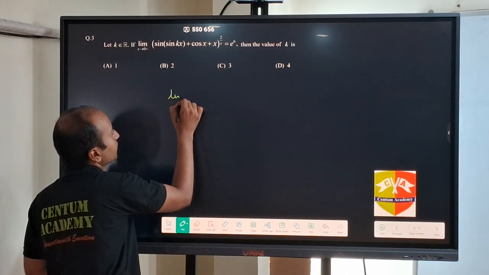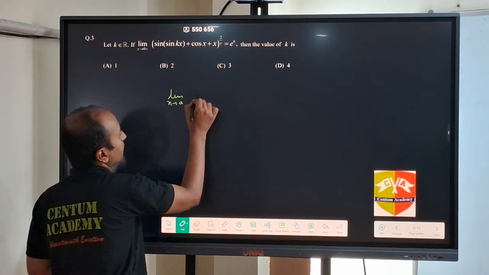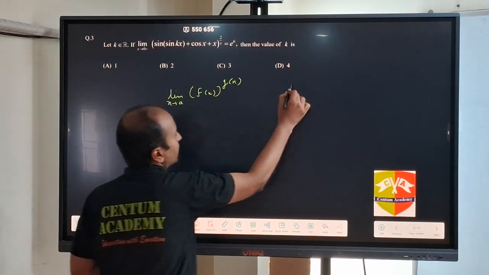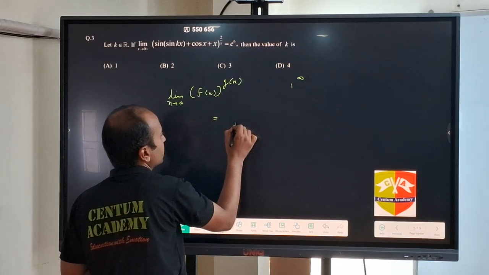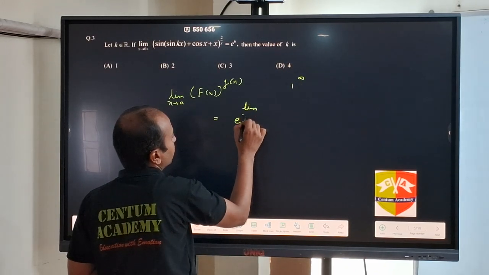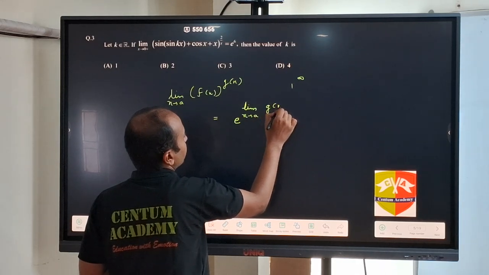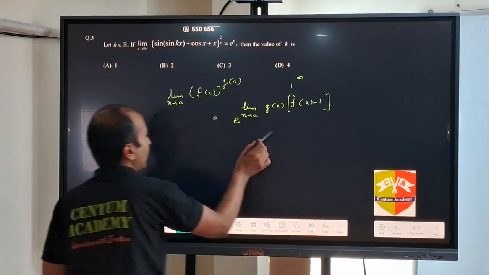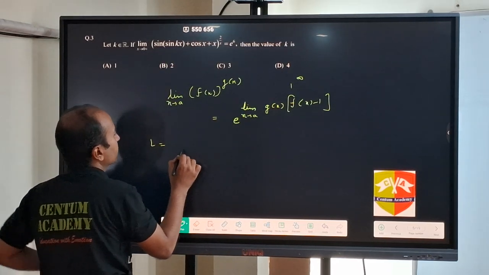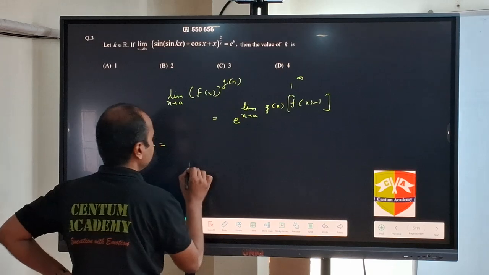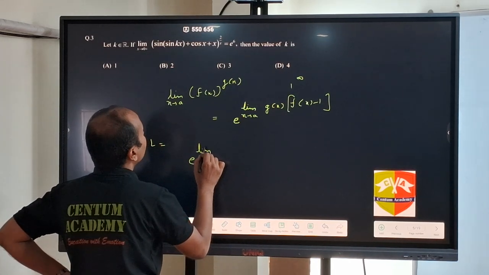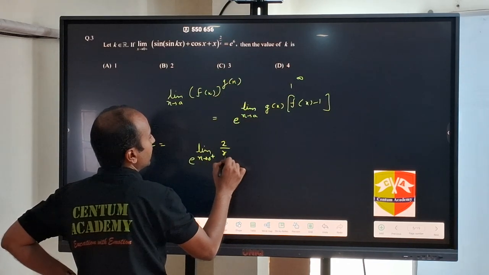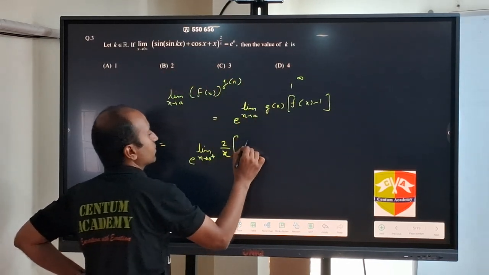Suppose we have the limit as x tends to a of f(x) whole power g(x), where this is 1 raised to the power infinity, an indeterminate form. We can write it as e raised to the power limit x tends to a of g(x) times f(x) minus 1. So if I apply this formula, the desired limit will be e raised to the power limit x tends to 0 plus, let me write g(x) first, 2 by x times f(x) minus 1.